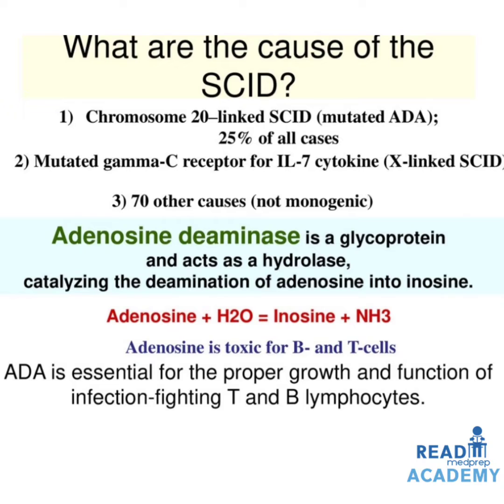Adenosine deaminase, what is it? It's a glycoprotein and acts as a hydrolase, catalyzing the deamination of adenosine into inosine. Here you can see the reaction: adenosine plus water gives inosine plus ammonia. Adenosine is toxic for B and T cells. ADA is essential for the proper growth and function of the infection-fighting T and B lymphocytes.